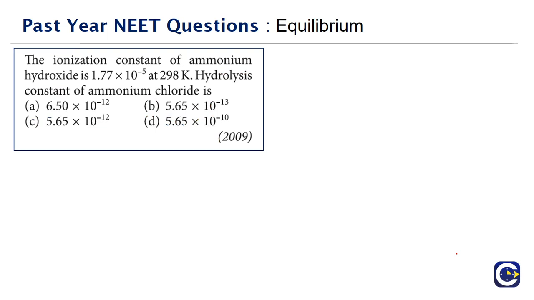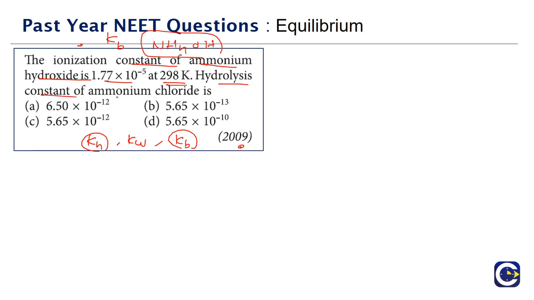Next we have another question that came in the year 2009. This is based on the relation between the hydrolysis constant Kh, Kw and Kb. Look at this: the ionization constant of ammonium hydroxide, Kb. Ammonium hydroxide is NH4OH. So Kb for NH4OH is 1.77 in 10 power minus 5 at 298 Kelvin, which means 25 degrees centigrade.